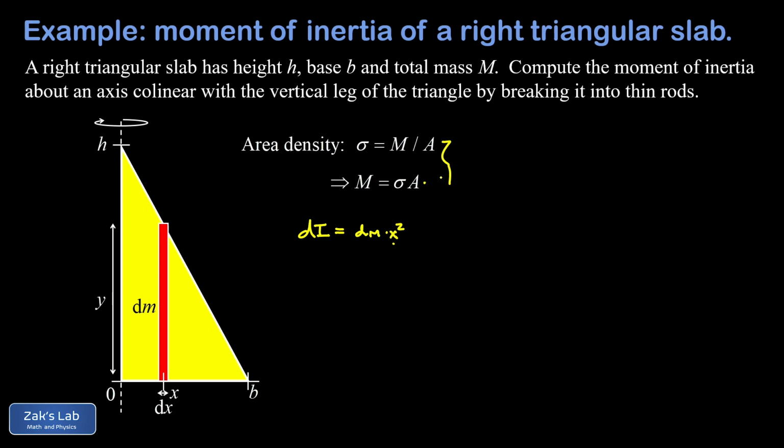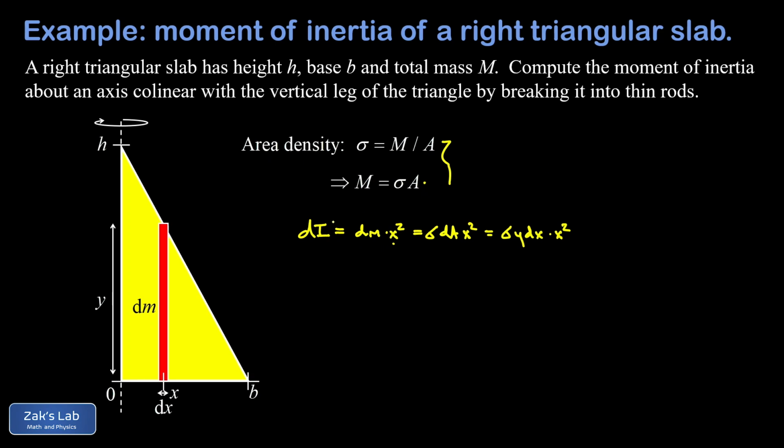So the next step here is to express dm using this area density idea. So I'm going to call that sigma times dA, where dA is the infinitesimal area of that thin slice. Well, that's not too hard to write in terms of x and y. That little rectangle dA has a height of y and a width of dx. So now we have the expression sigma times y dx times x squared for this moment of inertia contribution. And the practical problem with this is that we have two different variables in that expression. We have x and y. We need to phrase this entirely in terms of a single variable if we want to integrate it.